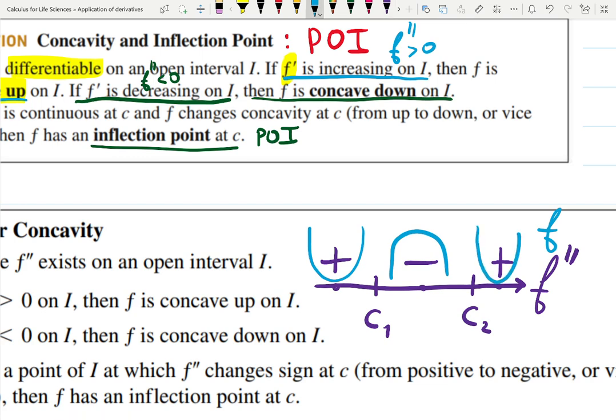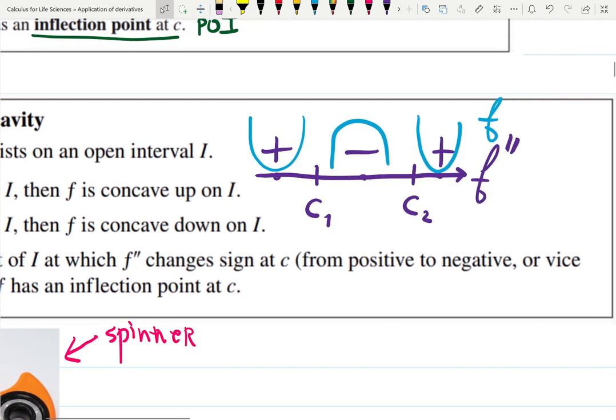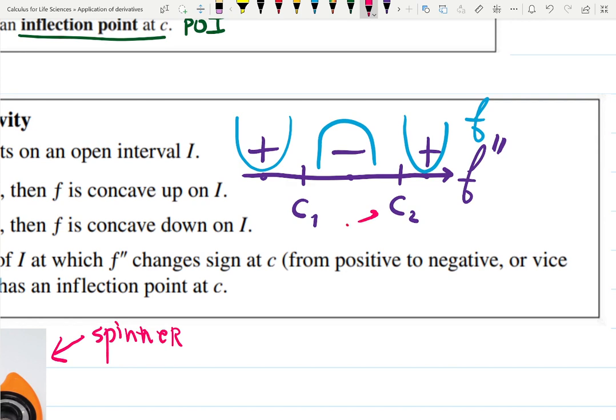If the point changed the concavity, and it is also in the domain, then we call it an inflection point or point of inflection. If in the domain, that is the annoying important detail, because some points are actually vertical asymptotes and they can also change the concavity. I will show you an example later.